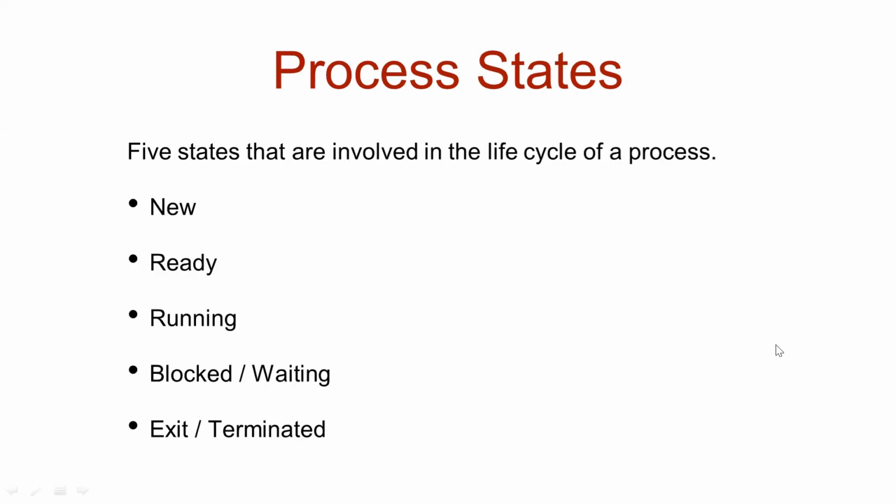5 states are involved in the life cycle of a process: new, ready, running, blocked or waiting, and terminated. Let us understand each of these states with the help of a diagram.